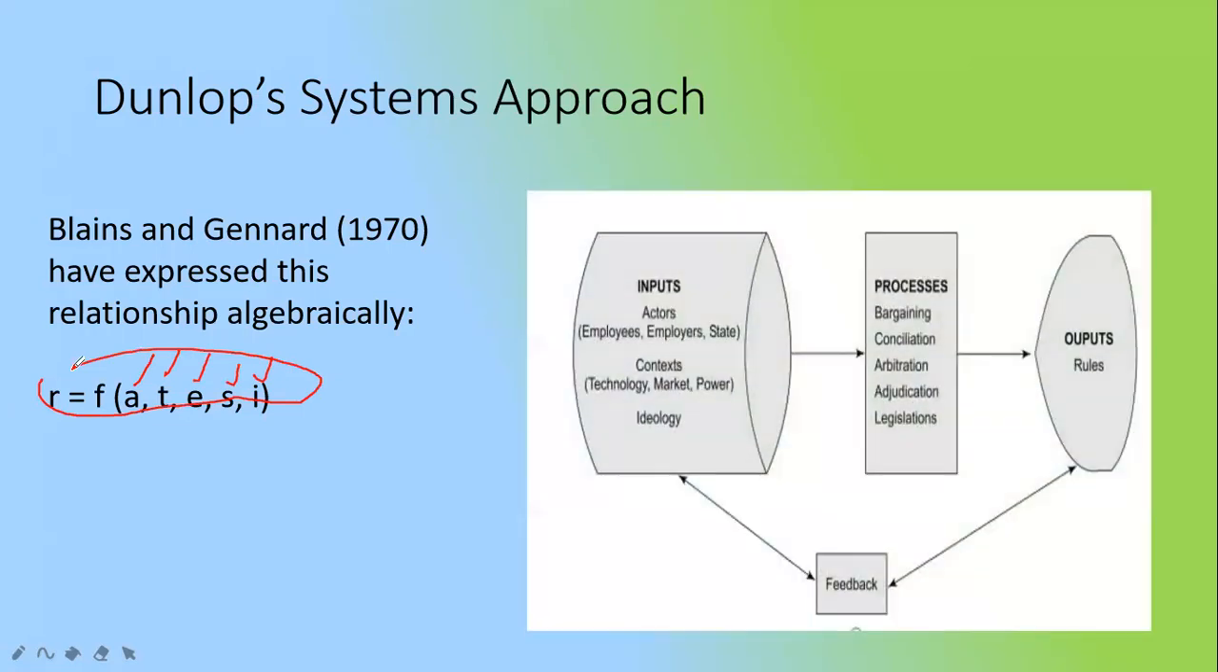Coming to the diagrammatic representation, which shows the input, processing, and output, industrial relations is taken as a system which consists of various subsystems like input, processing, and output.